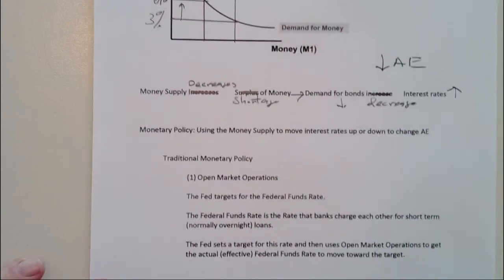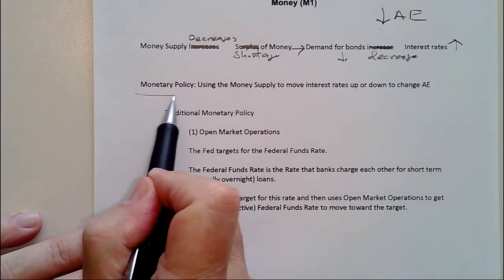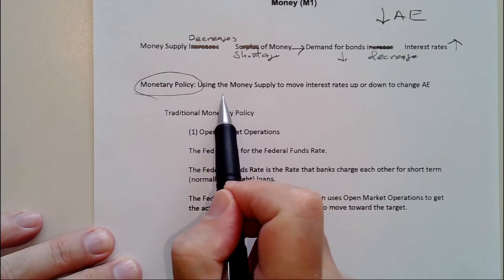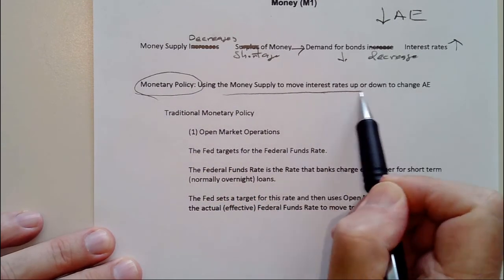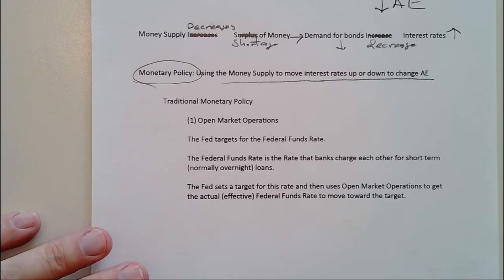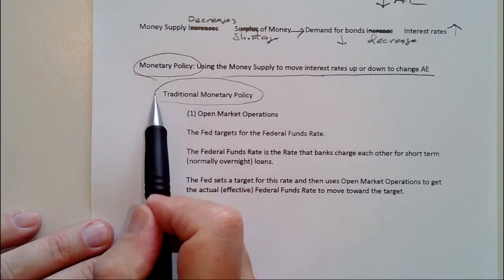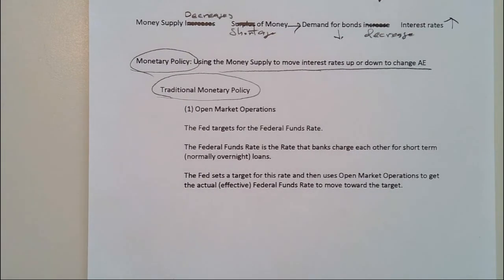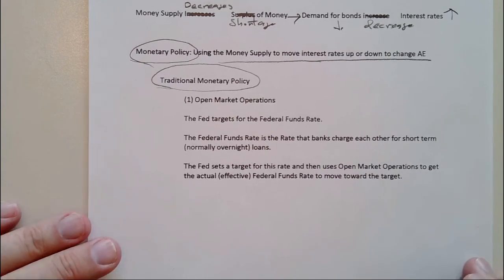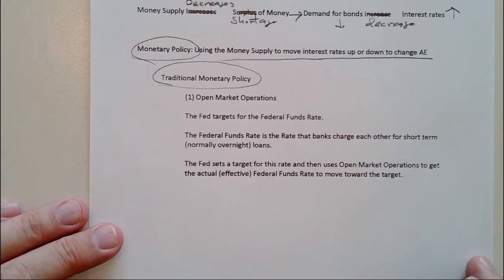So how does the Federal Reserve do this? They do it through what's called monetary policy, using the money supply to move interest rates up or down, to change aggregate expenditures. Now there's a traditional monetary policy, which your book talks about. And this has been taught for a long time with the Federal Reserve. Ever since I've been teaching economics, the traditional monetary policy has been the same. There are 3 main tools of monetary policy, and the first one is known as open market operations.